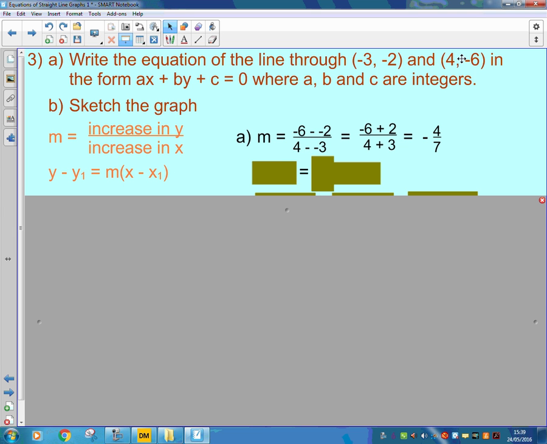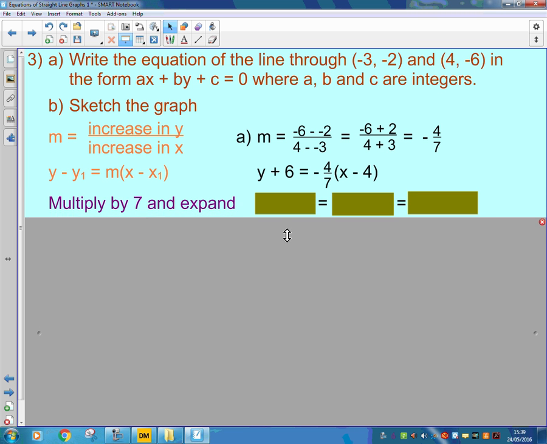It doesn't matter which of these two I'm using as my x1, y1. I can have x1 as minus 3, y1 as minus 2, or x1 as 1, y1 as minus 6. I'm going to choose this one because at least one of the values is positive. So y minus minus 6, that's y plus 6, equals the gradient, minus 4/7, times x minus 4. That's one way of writing the equation. I could have written it using those points instead.